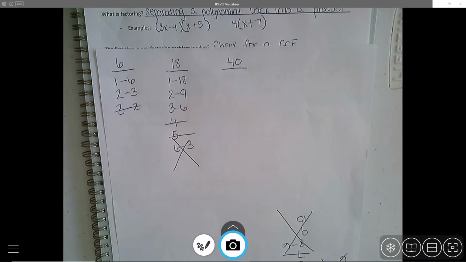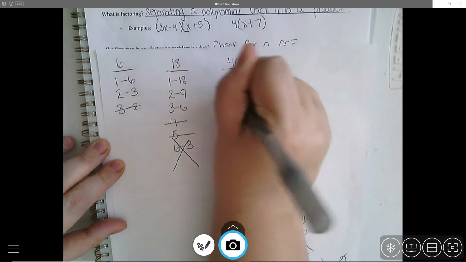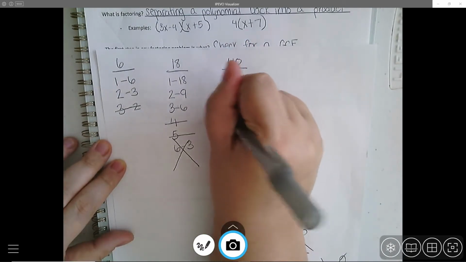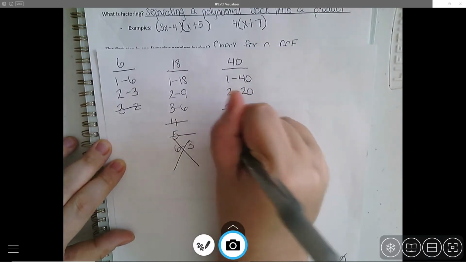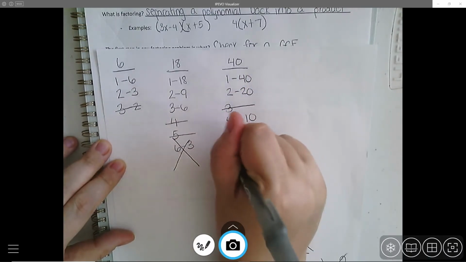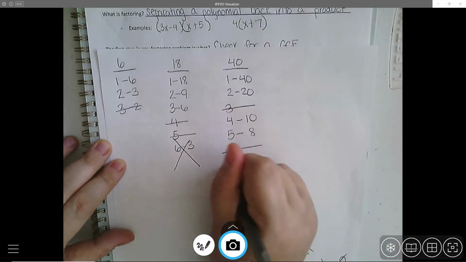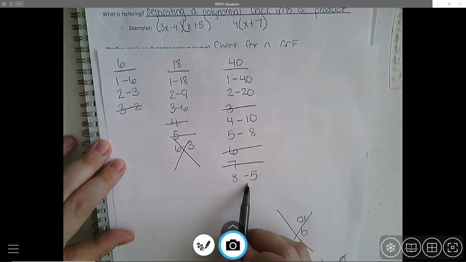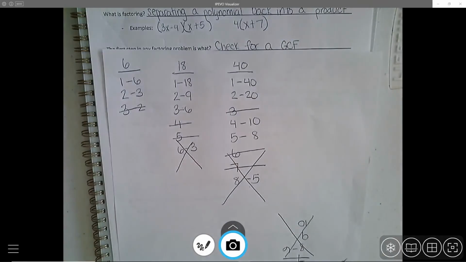Okay, and then if I go to 40, I would have 1 and 40. I'd have 2 and 20. 3 is a decimal. I have 4 and 10. I have 5 and 8. 6 gives me a decimal. 7 gives me a decimal. And for 8, I have 8 and 5. 8 and 5 and 5 and 8, that's a repeat. So I have everything listed.